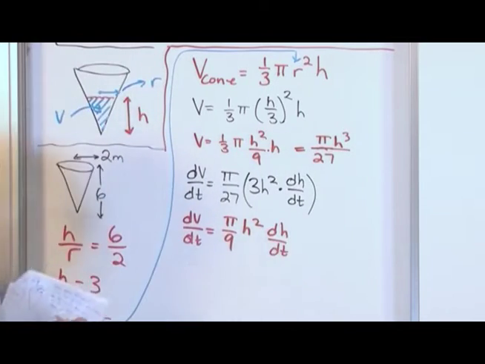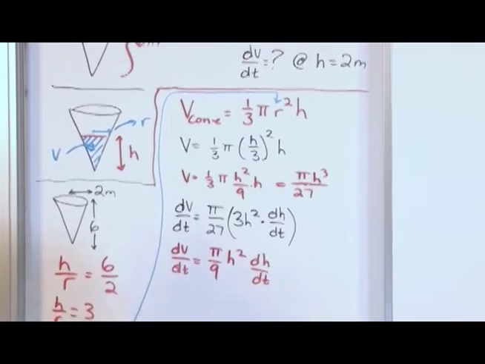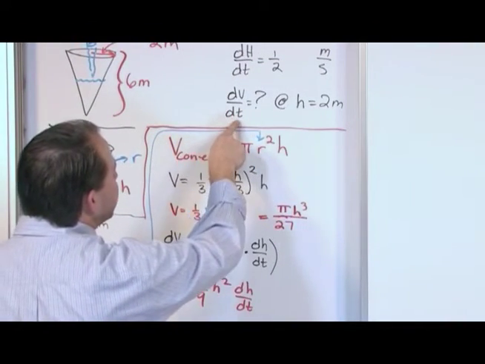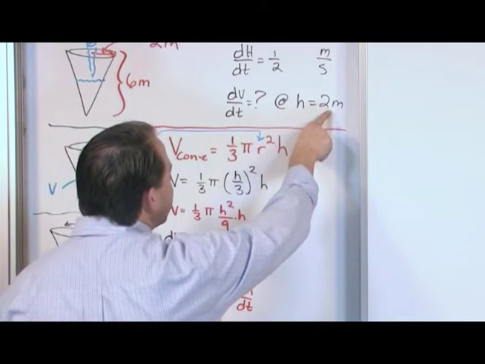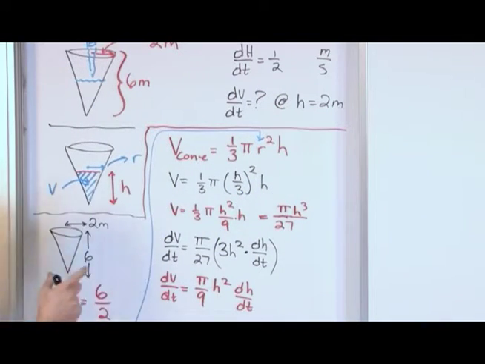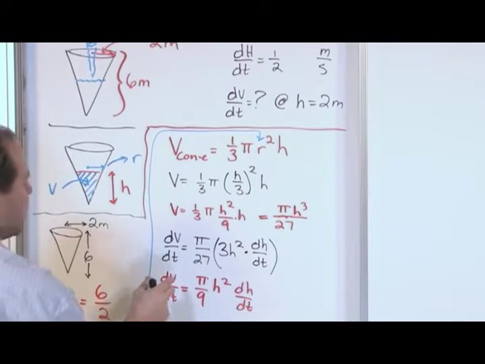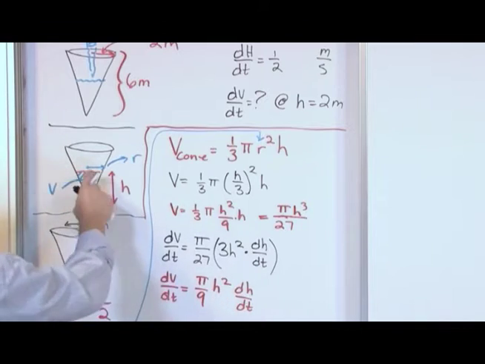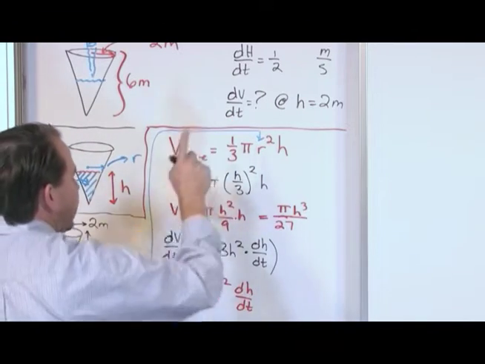Now I step back and look at my problem and ask how close am I? Well, what I'm solving for is the rate of change of volume of water as a function of time when the height of the water is 2 meters. So I look at my equation and see how close I am to what I'm trying to find. I'm interested in the rate of change of the volume of this little segment of water as a function of time. That's what I'm trying to hunt for.